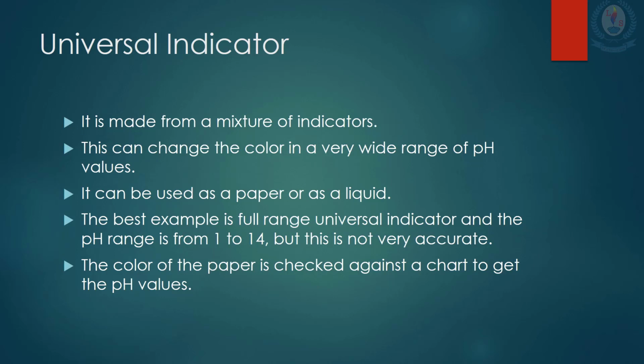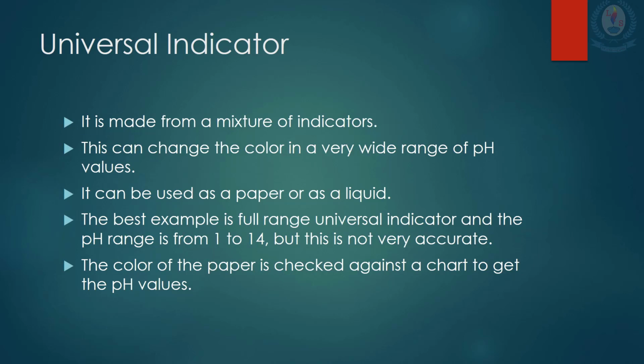Then we are going to talk about universal indicators. Universal indicators are made from a mixture of indicators. So this can change the color in a very wide range of pH values. Universal indicators can be papers or solutions, meaning liquids. The best example is the full range universal indicator. In that full range universal indicator the pH range is from 1 to 14, but it is said that it is not very accurate.